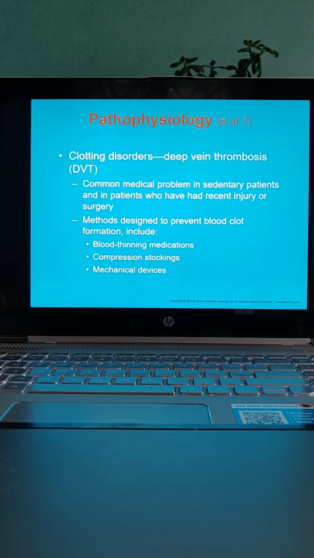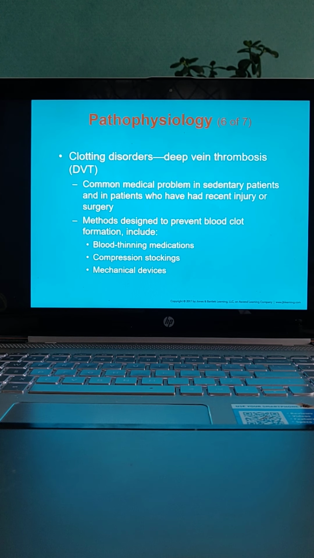Okay, at the phalanges. So DVT is what they call deep vein thrombosis. It's a clot that forms in your lower extremities, and then it breaks off and goes up into your lungs and becomes a pulmonary embolism. Okay, common medical problems in sedentary patients and in patients who have had recent injury or surgery.